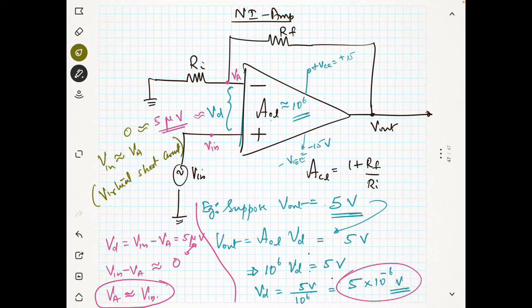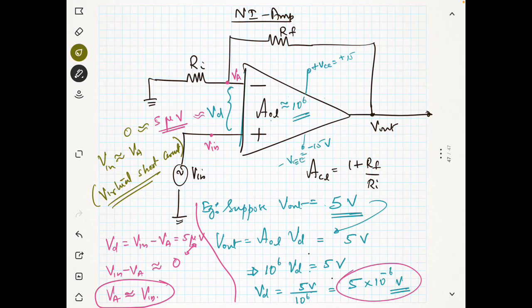This is the concept of virtual ground that we will see, because virtual ground means 2 points will be at virtual ground if they maintain the same potential even though they are not connected. So if V in changes, VA also will change. This is the virtual short circuit. I hope this part is clear to you. So this is the virtual short circuit of the op-amp.